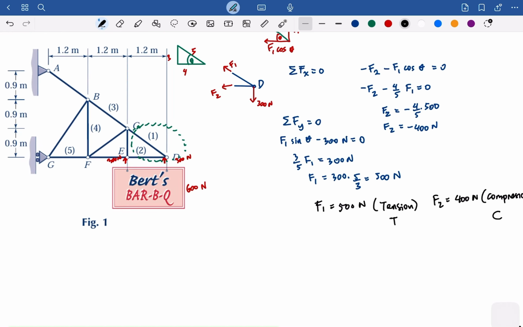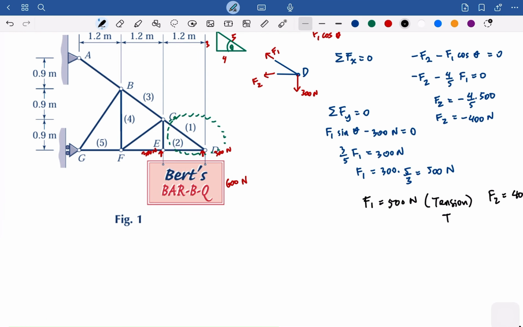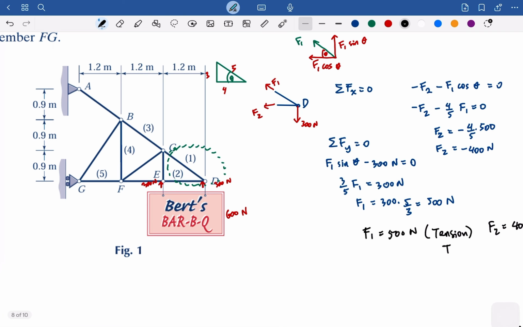And then the second question is to calculate F5 using the method of sections. So for the method of sections, 5 is on FG, right? Yeah, 5 is on FG. We want to find this, but since our external load is here, we need to include at least this part up until here. So we cut all these members of the truss, and we write that part.